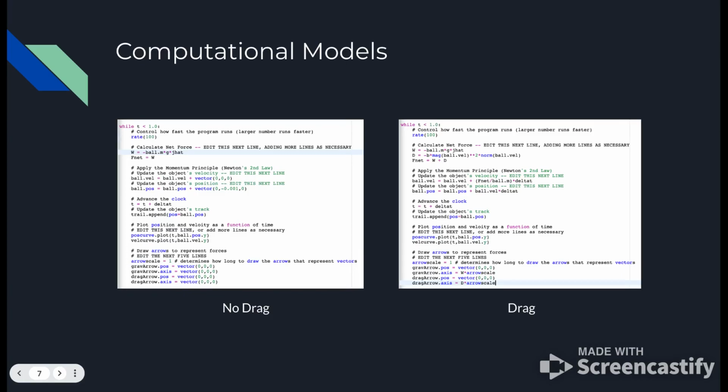And then, continuing on with the computational models, for the one that does not consider drag, the net force is just equal to weight. So I plugged in the equation for weight. And for the model that considers drag, I plugged in the drag formula. And for both of them, I updated the position and velocity using Newton's second law. And the codes differ at the bottom, where for the drag computational model, I needed to add in arrows to represent the forces. So I added in an arrow for weight and an arrow for drag.